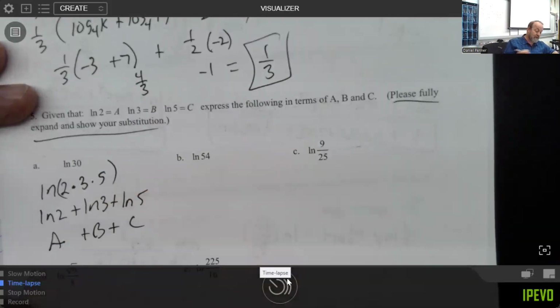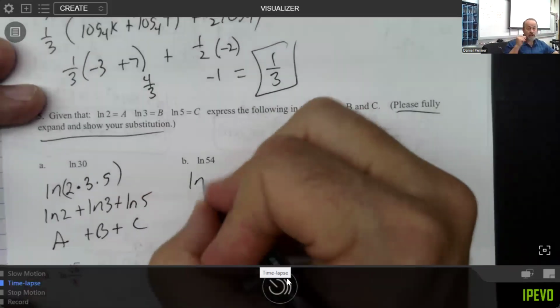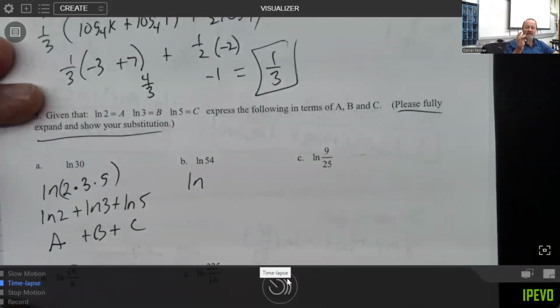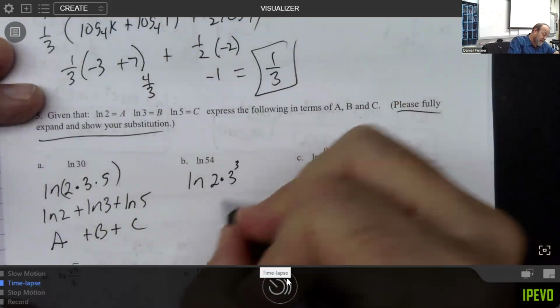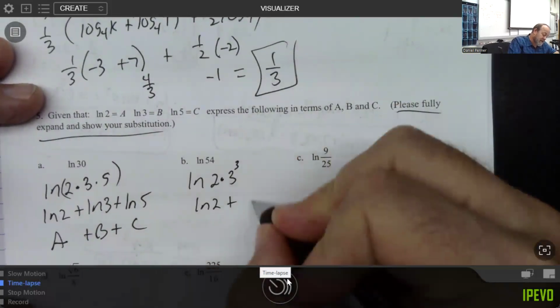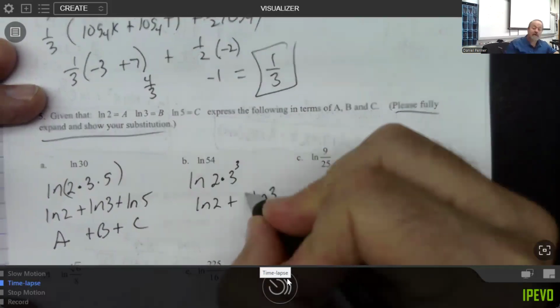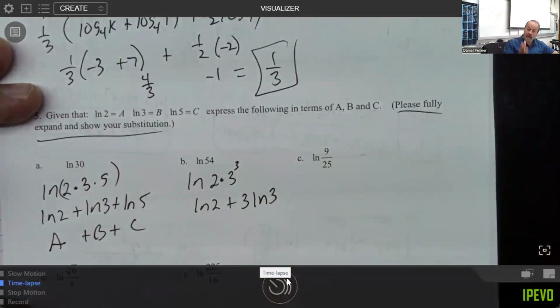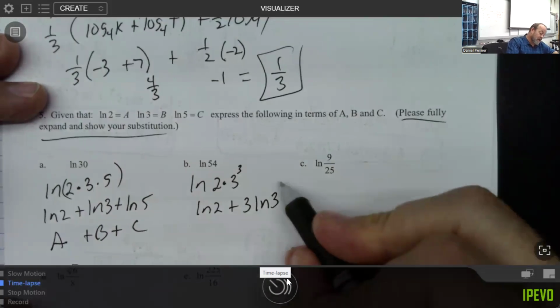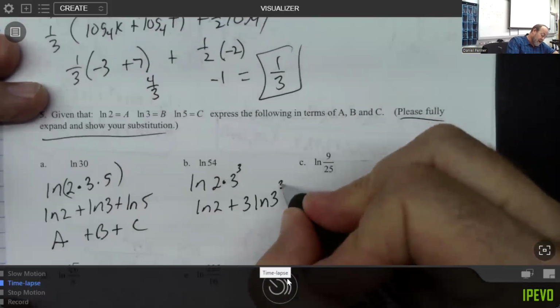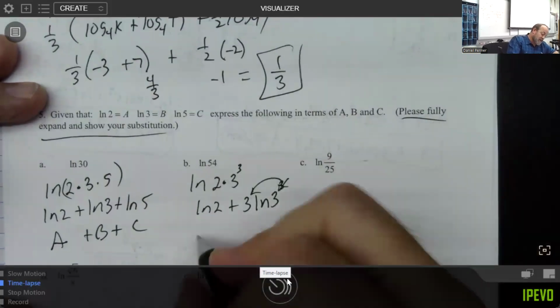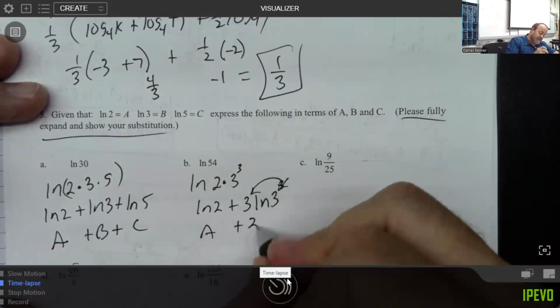Easy peasy. Okay. Now 54 is a little harder, because there are a lot of ways to do that, but I'm just going to go easy on myself. I know that 2 times 27 is 54. But 27 is 3 times 3 times 3. So I'm going to say it's the natural log of 2 plus the natural log of 3 cubed. Remember that you can play that game, that 3 that was the exponent can pop in front, right? So this is A plus 3B.